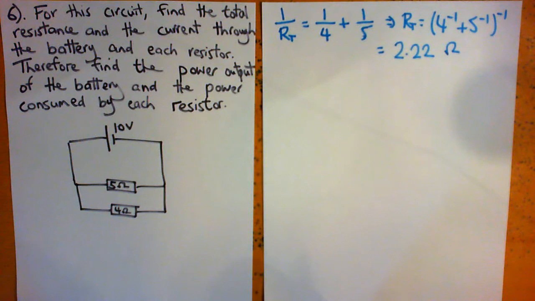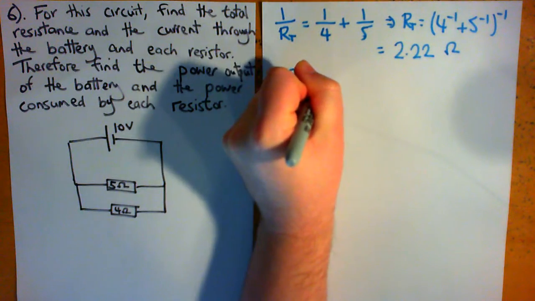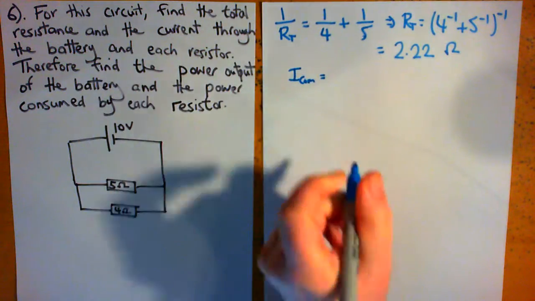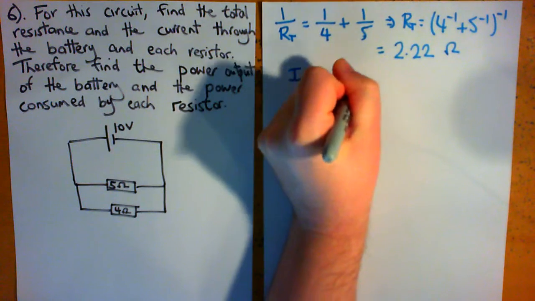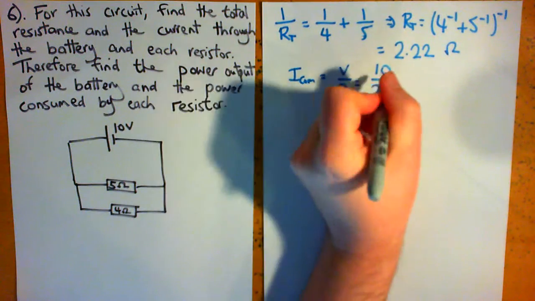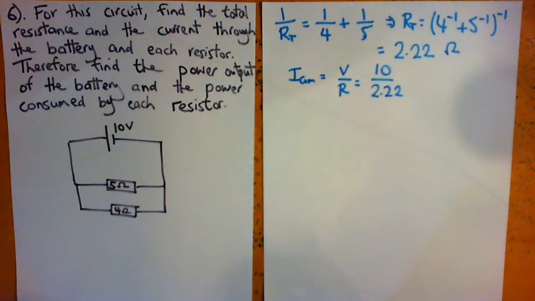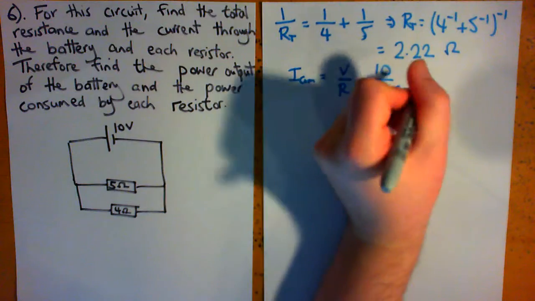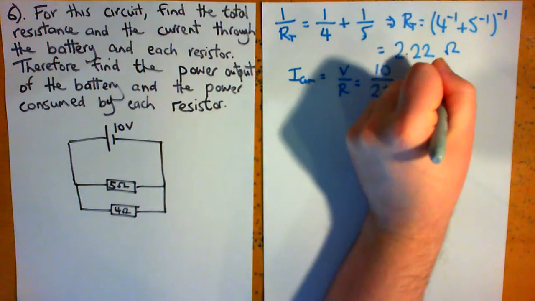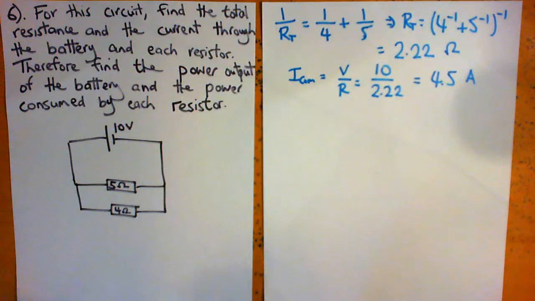So now we're ready to find the current through the battery, which is the common current. So I common, we can use Ohm's law for this, and we are going to get V over R, which is 10 divided by the resistance we use for the common current, the total resistance of the circuit. If we calculate that, 10 divided by 2.22, we are going to get 4.5 amps as the common current. So that's the current through the battery.